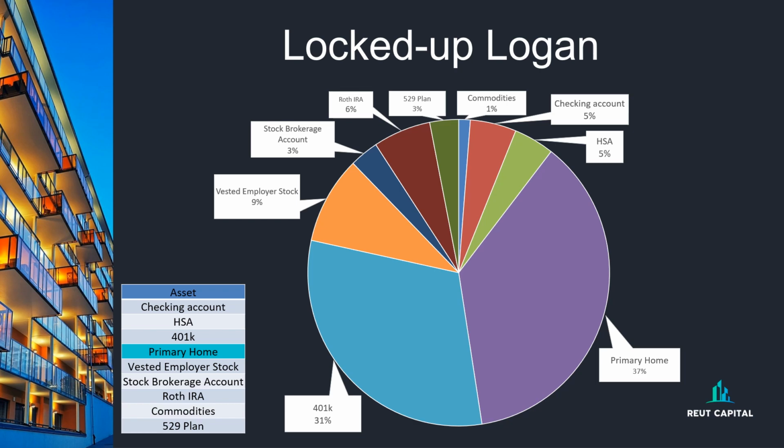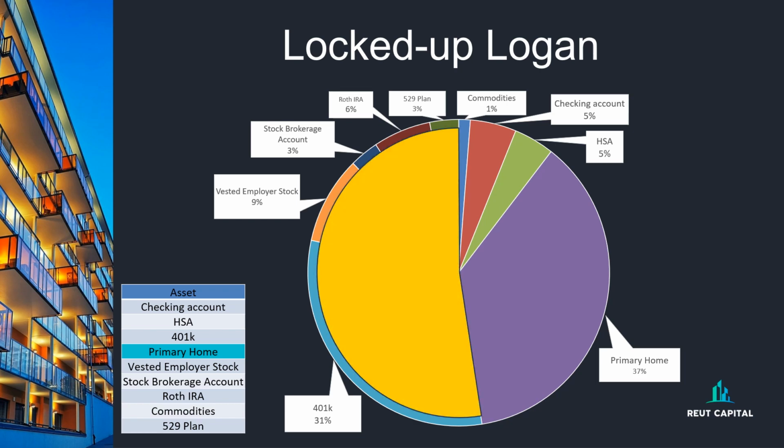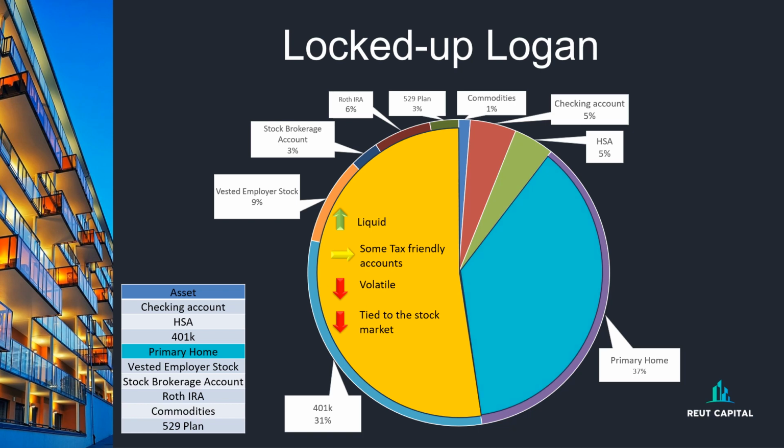Let's see how his portfolio looks like before. Now at least the majority of the pie is reduced. It was almost three-fourths, and now it is half, which is liquid, some tax-friendly accounts, volatile, and tied to the stock market. And the second part is he's increased his percentage in real estate. But unfortunately, he's done that by paying down his primary home. Why am I saying unfortunately?